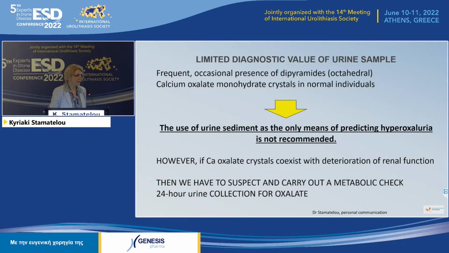Is the urine sample diagnostic? So could you make the diagnosis just from looking at the urine sample? The use of urine sediment as the only means of diagnosing primary hyperoxaluria is not recommended, because even normal subjects, normal people, make calcium oxalate monohydrate crystals, so you might end up with a wrong diagnosis. But if you find calcium oxalate monohydrate crystals in the urine and at the same time you have a patient with renal function deterioration, then you should suspect it and go ahead with further examination.